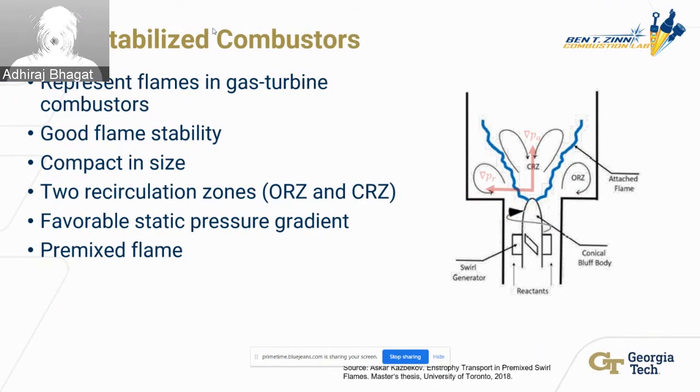And there's two recirculation zones. There's the outer recirculation zone and the central recirculation zone. That's the ORZ and CRZ labeled in this diagram. And the flames we study here are premixed flames. That's the fuel and the oxidizer are mixed together before they cross the dump plane.